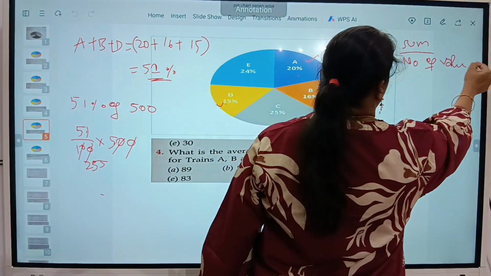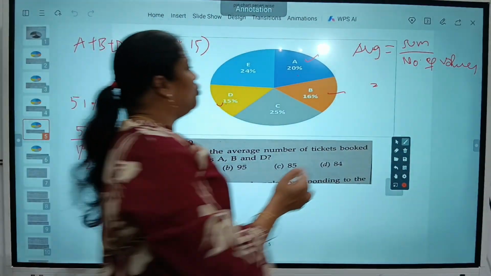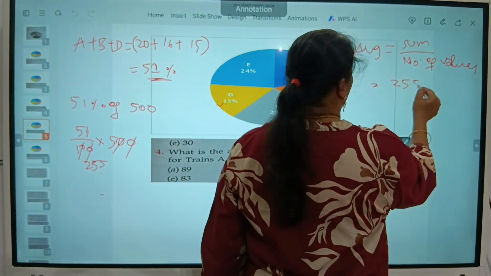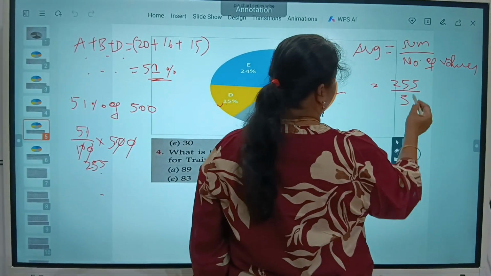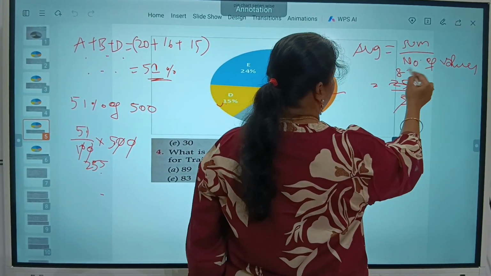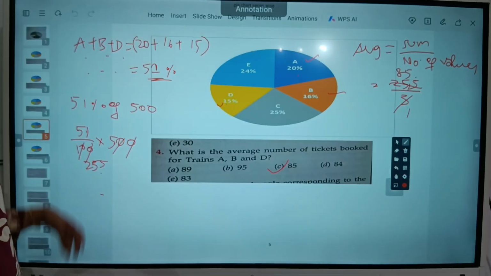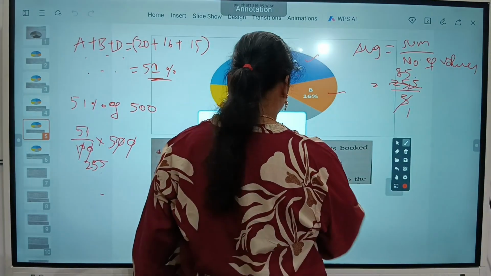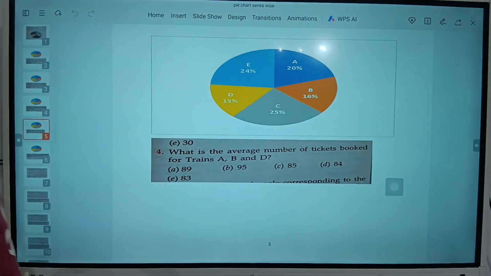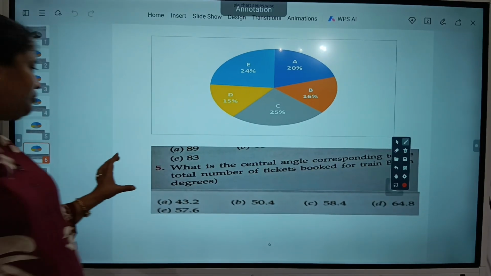From the beginning onwards I am telling this formula to make it easy for the beginners. Okay, so 255 by how many trains? We are calculating 3. So the average is 85. You have to practice many times, then only graphs will be easy. Otherwise, you often get confused. If you wrongly understand the question also, the answer will come wrong.